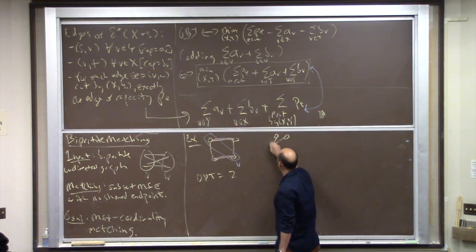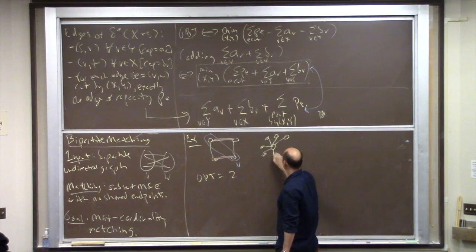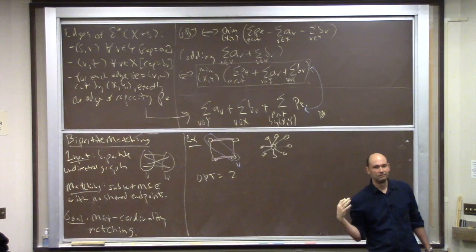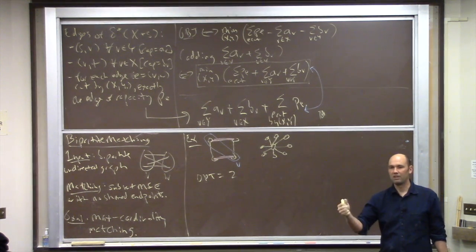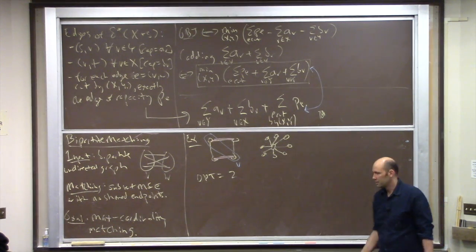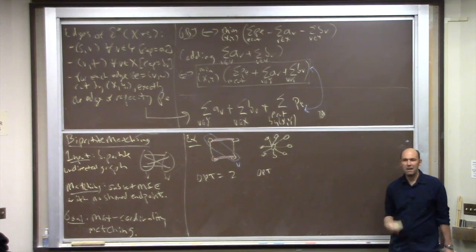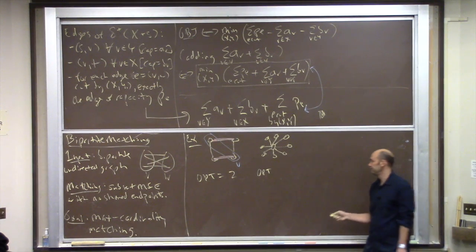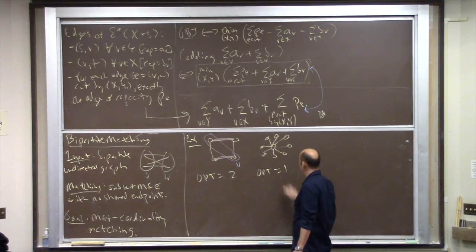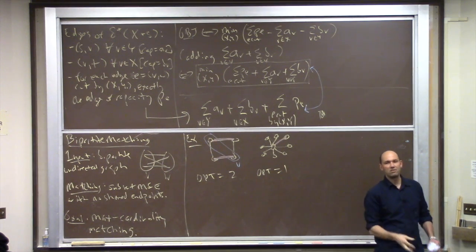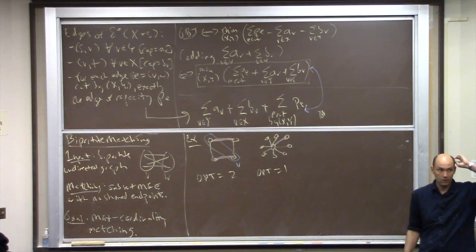Think about like a star graph. Is a star bipartite? Sure. Just put the center on one side and everybody else on the rest, right? So this is a bipartite graph. What's opt here? Does it depend on how many vertices there are? No. It's 1, right? That's all you can do. Every edge pairs with the center. If you only pair the center once, you're only going to get 1 edge. Okay?